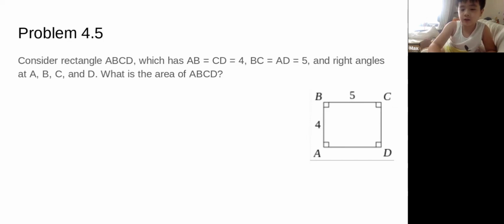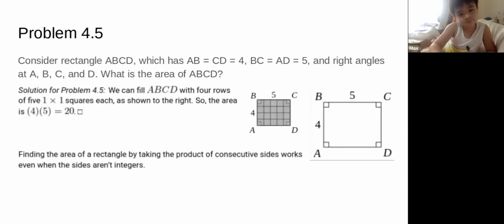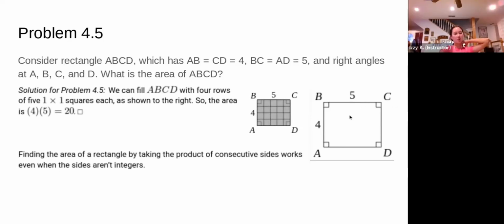So the area is equal to the width times the length. Exactly. So basically, this is a really basic, straightforward area problem. What you do when you have rectangles is, as Max said, multiply the length times the width. So in this case, it's going to be 5 times 4, and then you get 20. So yeah, that was very straightforward.